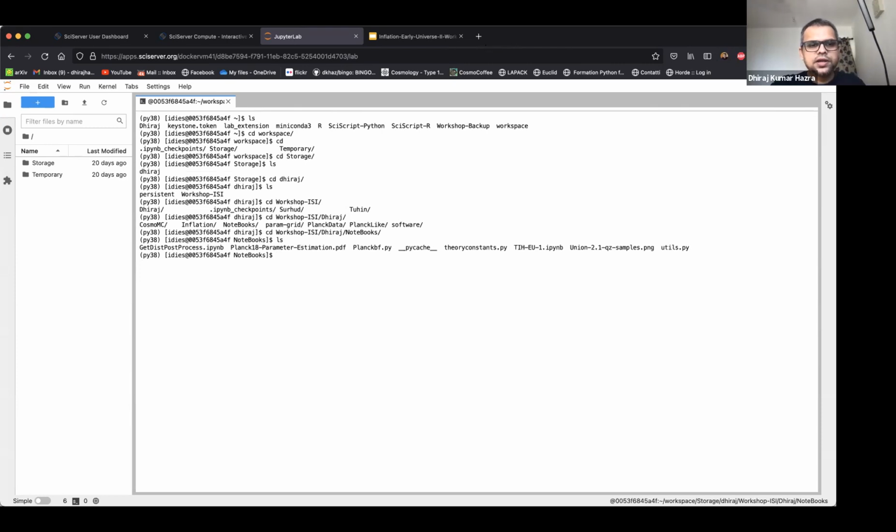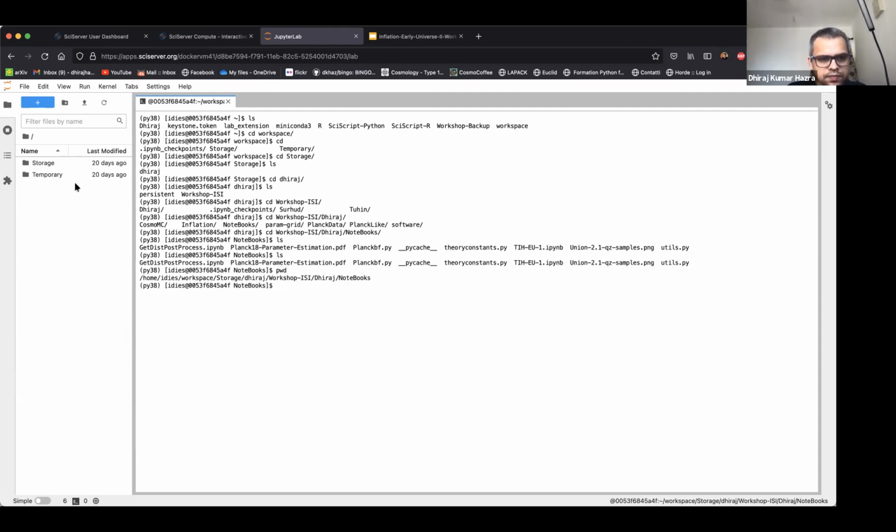Okay, so you copy the whole Dhiraj directory into your directory. Okay, have you done that? So the way to do it is this one. Whatever directory you are in, just paste this following command. Okay, it is showing no files in the directory.